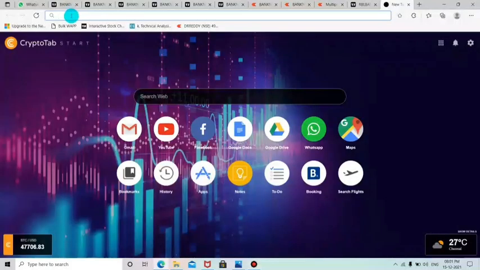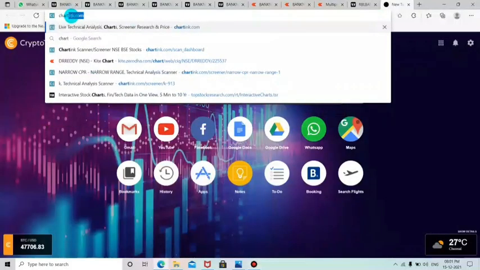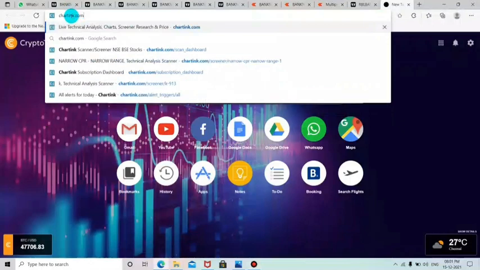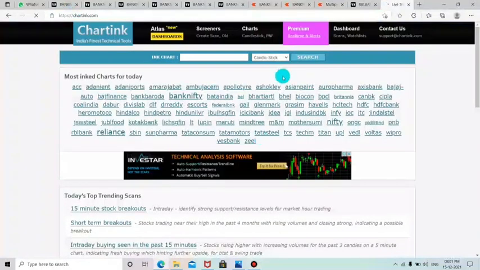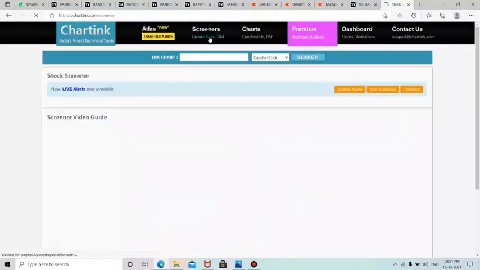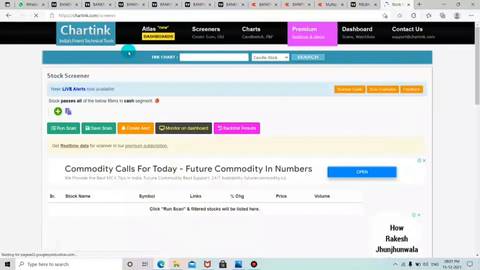So as a basic, let us search for the particular website, charting.com. Once you search for charting.com, this is the home page you will be seeing, the charting website. To create a particular strategy, you need to click on create scan. Right now you can see this is the create scan session. In this we are going to start coding for a particular strategy. Whatever strategy we need, we can code.